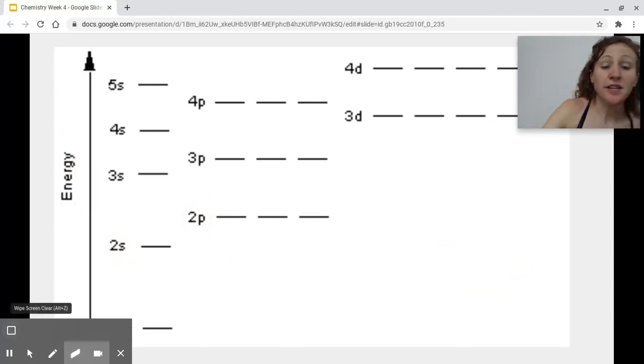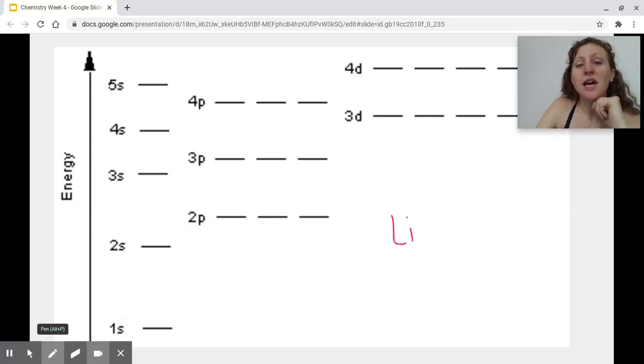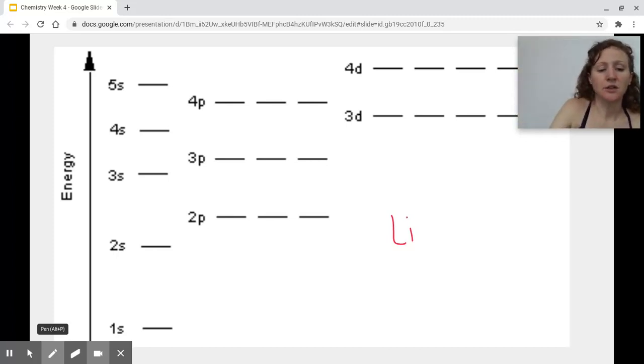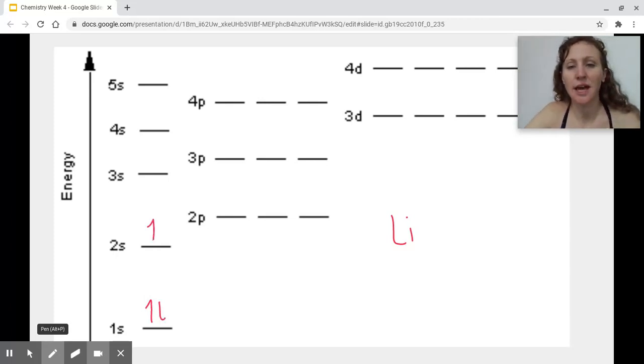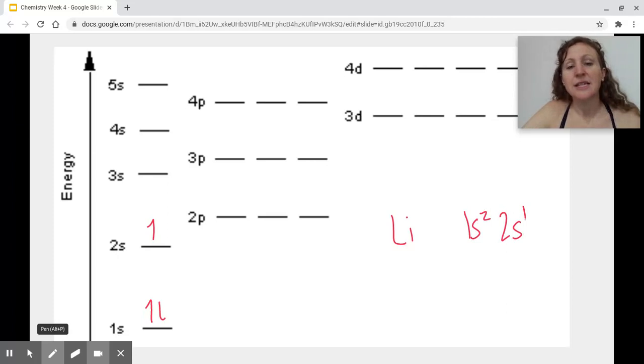So for this, we could take a specific atom like lithium that we were looking at before, and we look at the periodic table, figure out how many electrons there are, 3, and then we fill them in. We can fit 2 here. The third one has to go into the next energy level. So the electron configuration for lithium would be 1s2, 2s1.